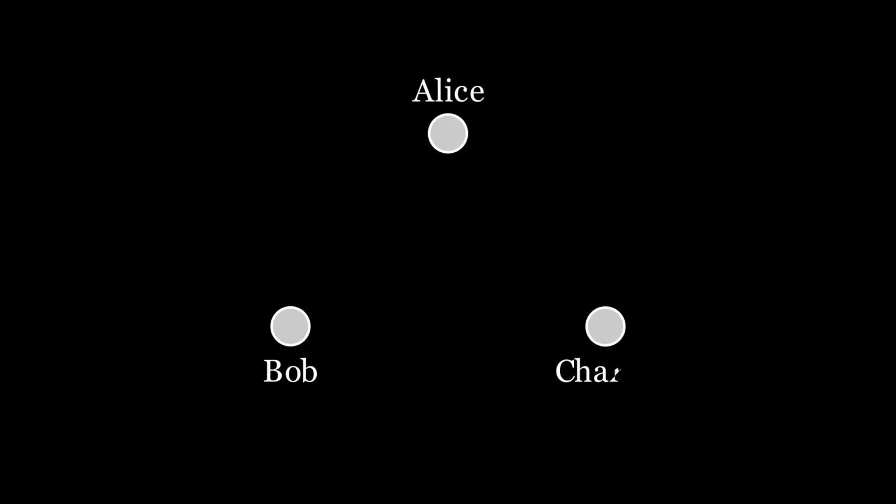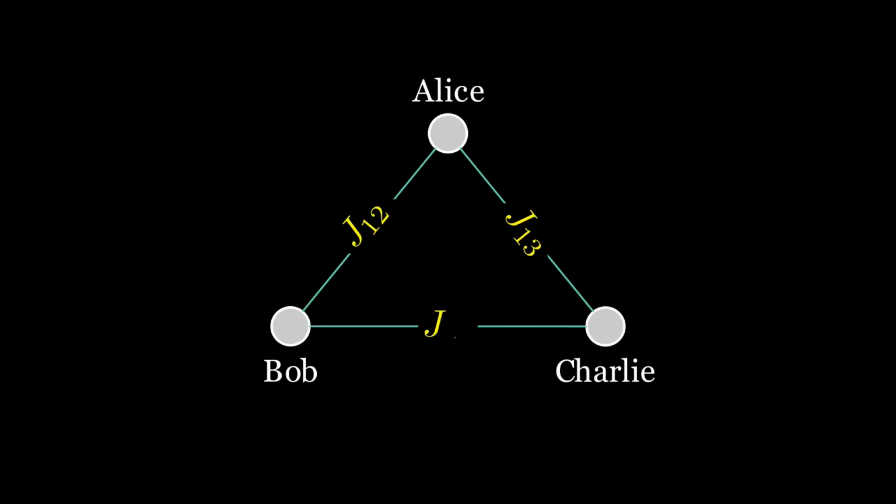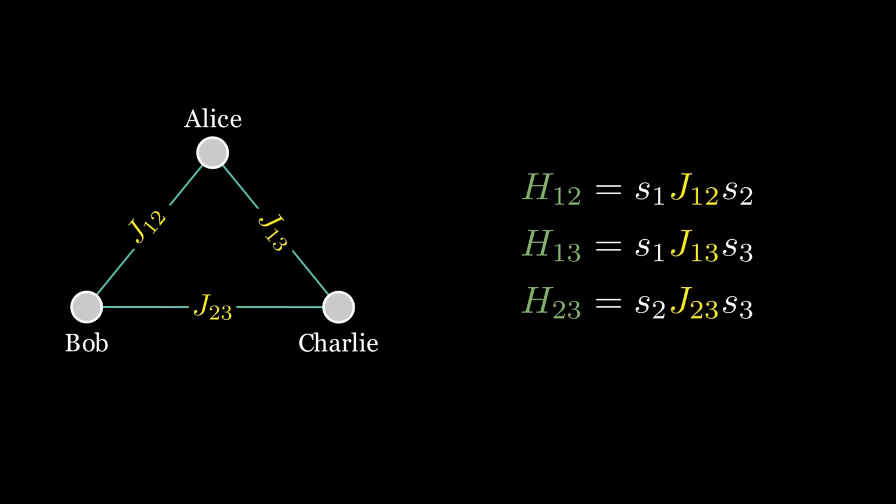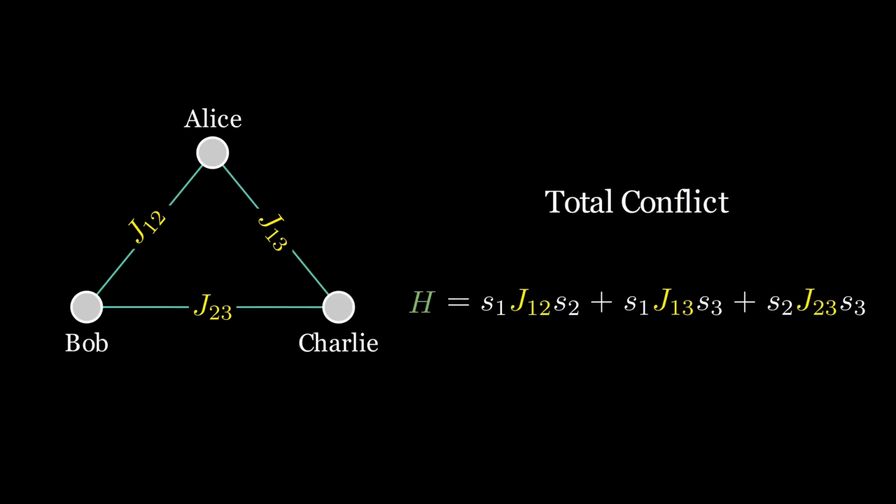You might wonder what happens with three people. So, let me introduce a third person here, Charlie. Now, instead of just one relationship, we have three: between Alice and Bob, Alice and Charlie, and Bob and Charlie. Each of these connections gets its own tension value, J12, J13, and J23. The total conflict of the system is simply the sum of the conflicts from each individual pair.